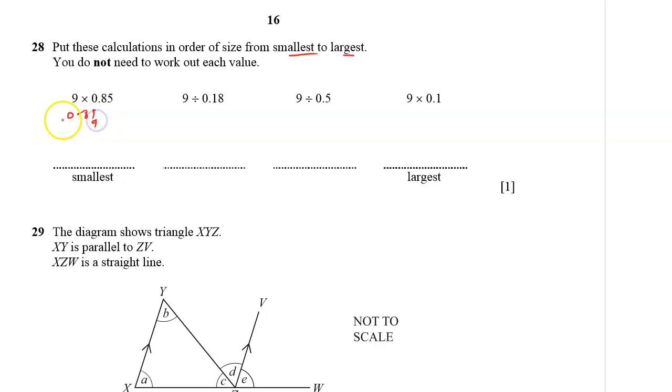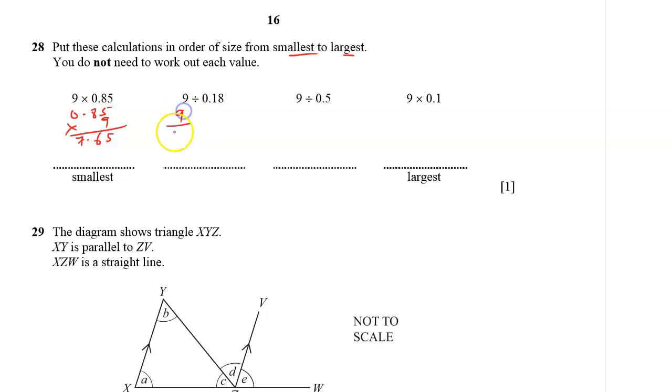0.85 times 9. This gives us 7.65. We are multiplying. We are dividing this one.